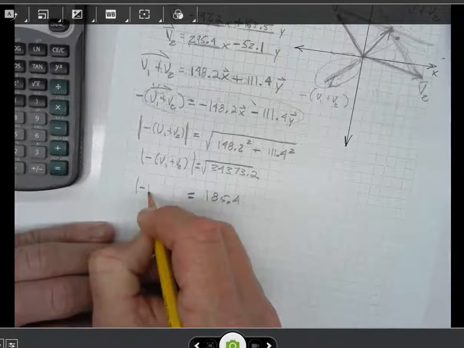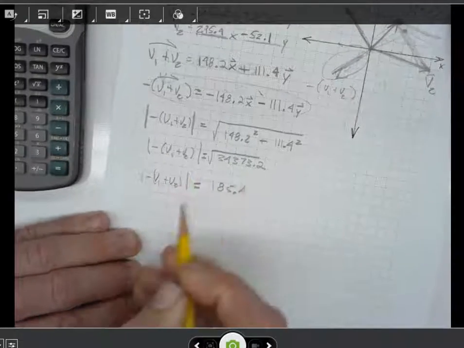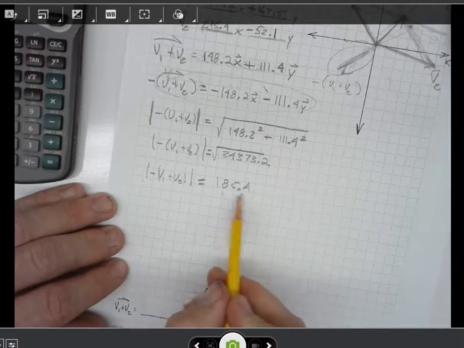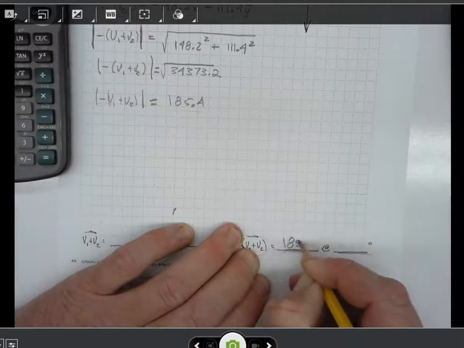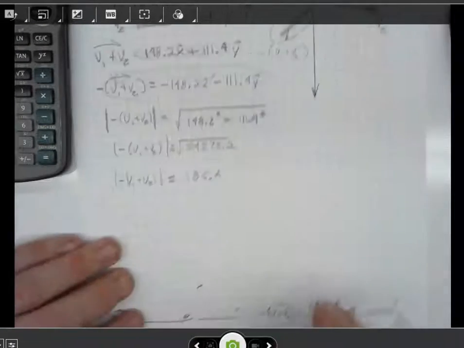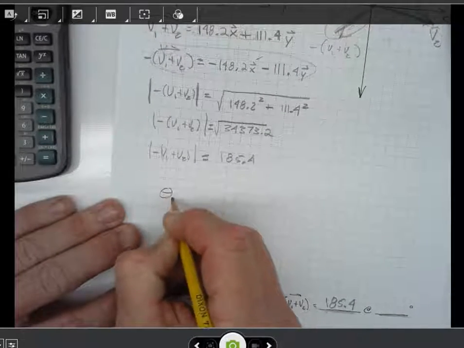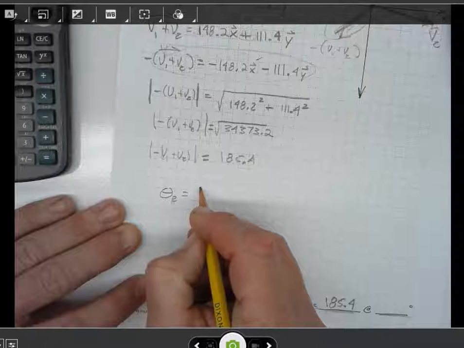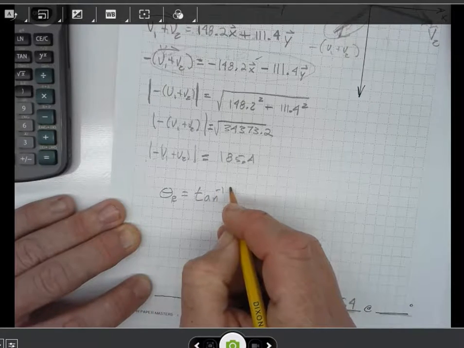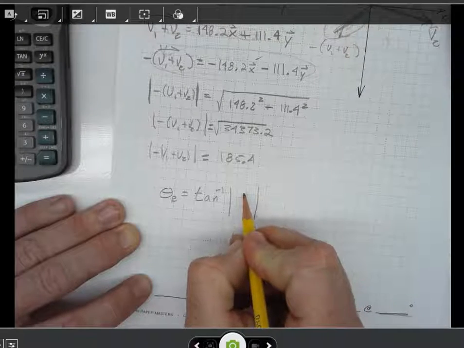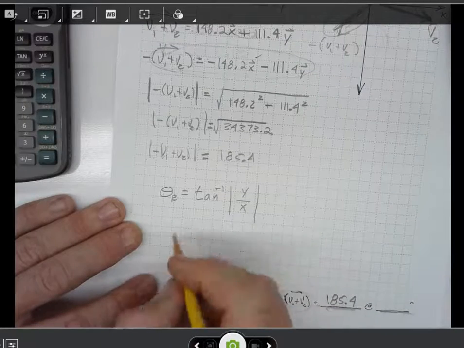So the magnitude of that vector, that's what these absolute value bars mean, the magnitude, is 185.4. So I can fill that in down here, 185.4. Now I need an angle. The way we do that is we find the reference angle by taking the inverse tangent of the y over the x, right? The y component over the x. Once again, ignoring negative signs.